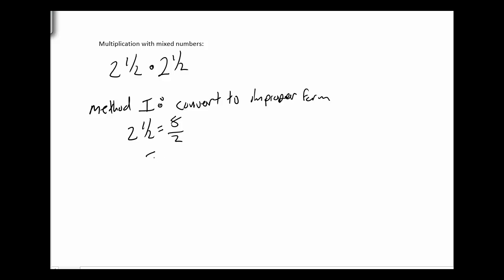So this would convert the problem into 5/2 times 5/2, which is 25/4. And then I could convert the improper form into the mixed number form. So 4 goes into 25 6 times. So that's 6 1/4.